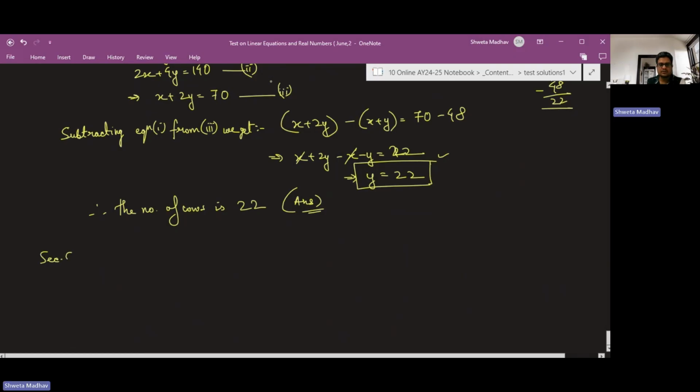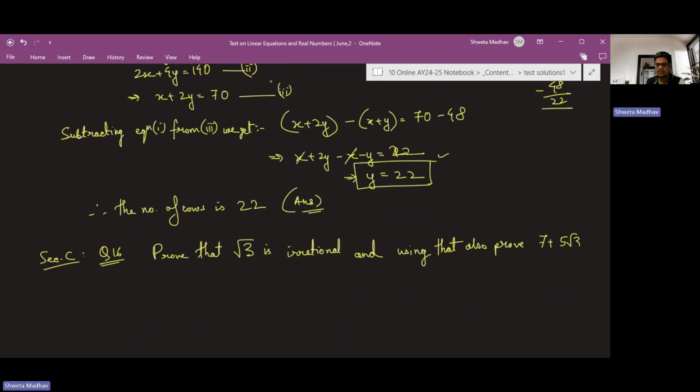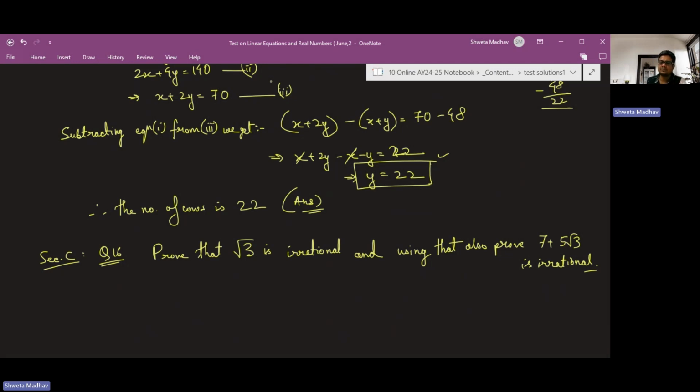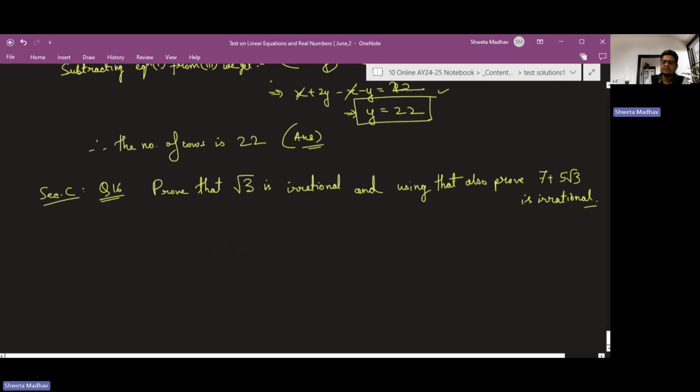Then in section C, which is 3 marks each, question number 16, it has been told: prove that root 3 is irrational, and using that, also prove that 7 plus 5 root 3 is irrational. So first we have to prove that root 3 is irrational, and using the fact that root 3 is irrational, we also have to prove that 7 plus 5 root 3 is irrational.